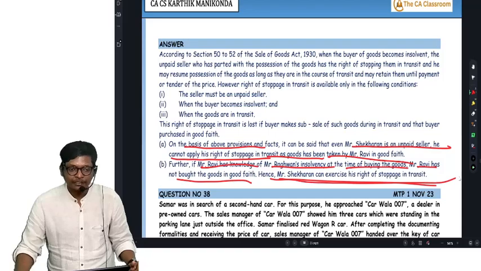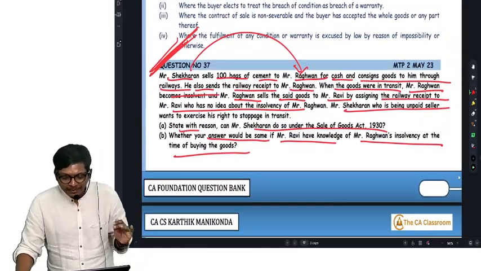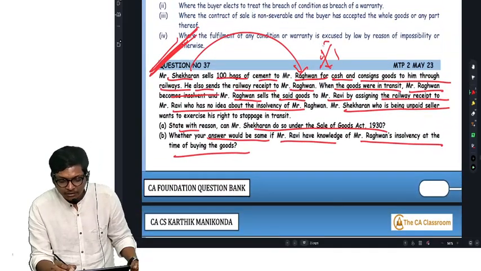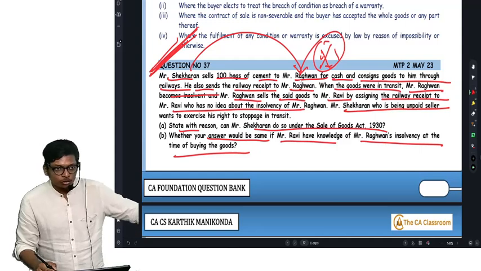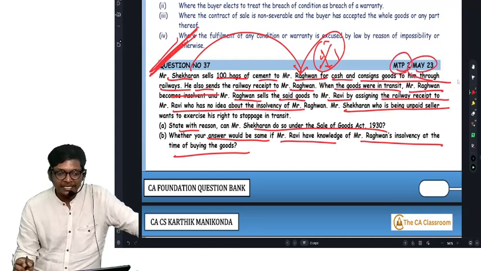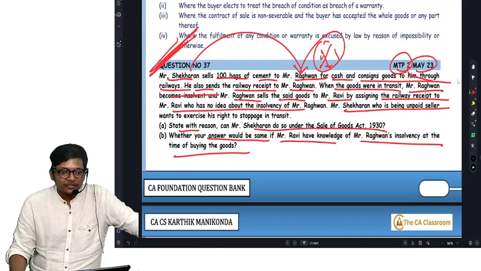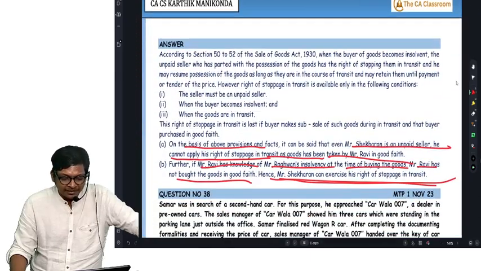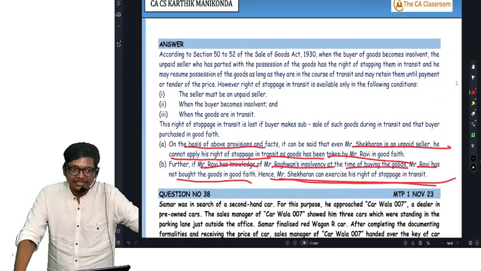Shekaran can exercise right of stoppage in transit. Same as previous question, but little different. So you can mark it as important. Question 37, it came only in MTP May 23, that you can look for it day before exam. Read the answer. Are you following, guys?